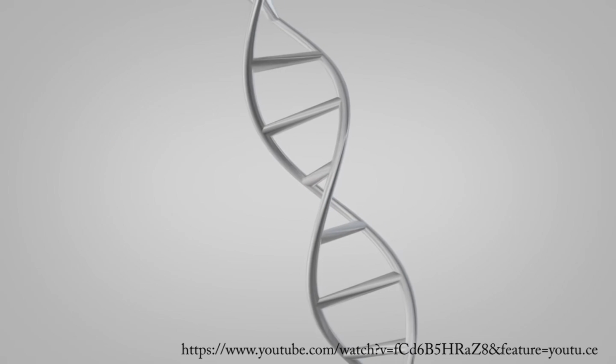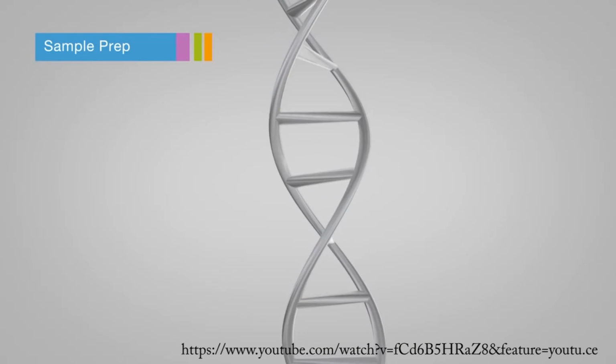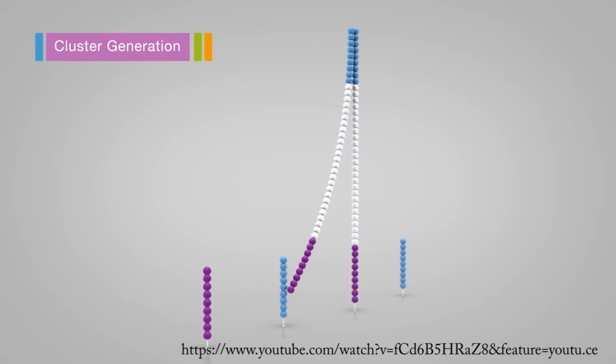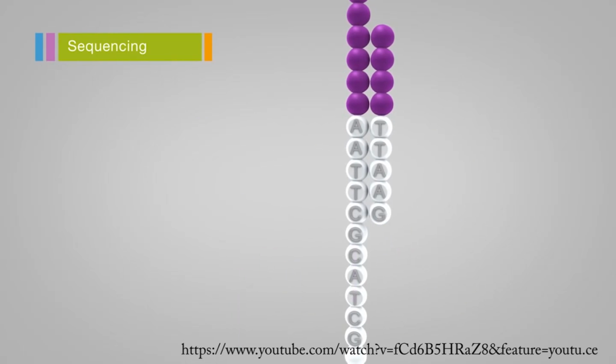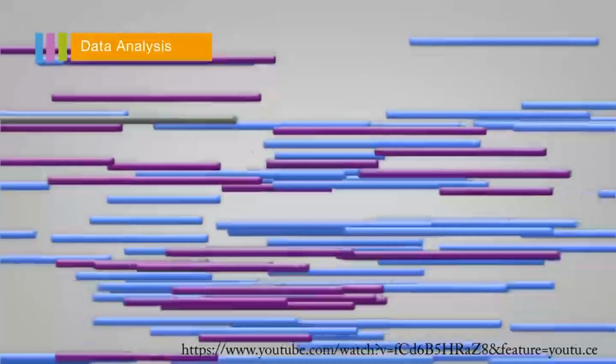The Illumina sequencing workflow is composed of 4 basic steps: sample prep, cluster generation, sequencing, and data analysis.